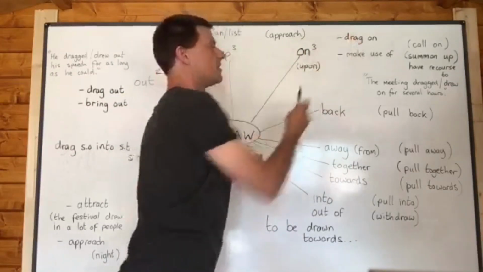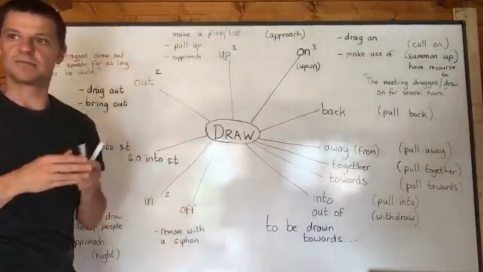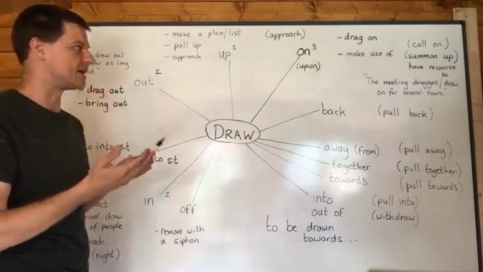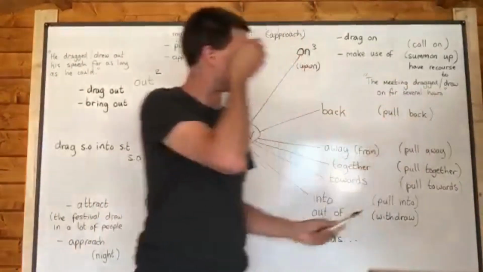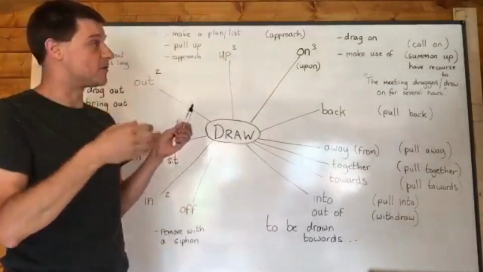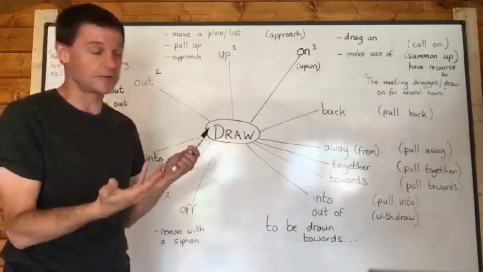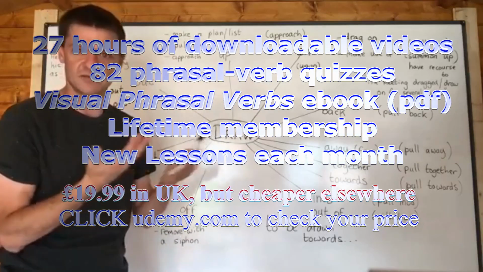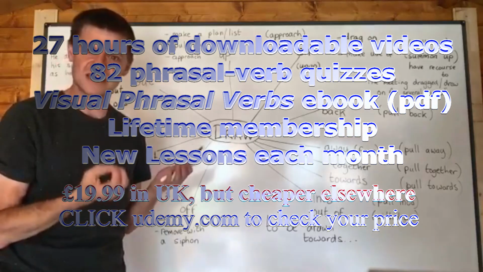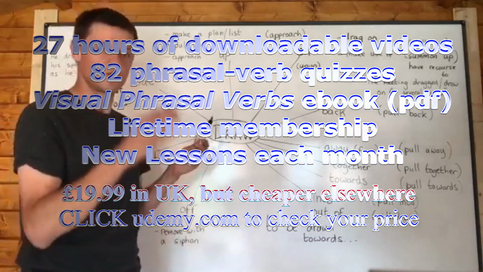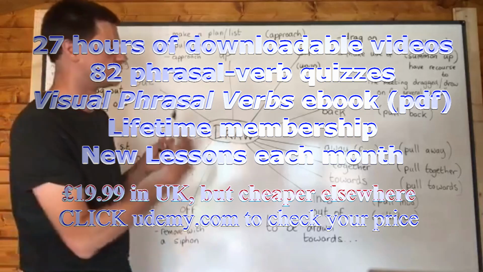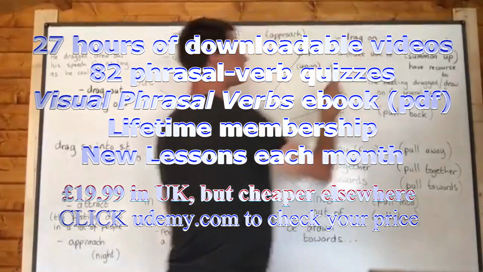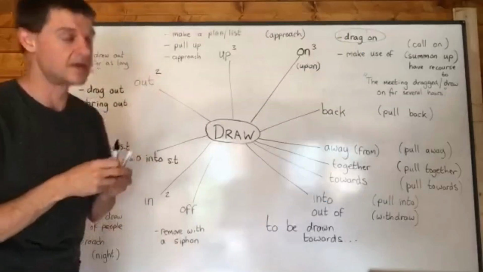So draw on, firstly it can mean drag on, meaning go on for too long. If the meeting dragged on for several hours, it means that the meeting drew on for several hours. It means that it lasted too long, it was boring. It sounds like it was tedious and you were sick of it. You wanted it to last just 10 minutes, but it drew on for several hours. So that's one meaning, same as drag on.